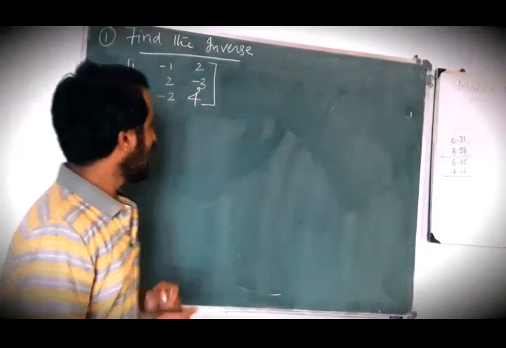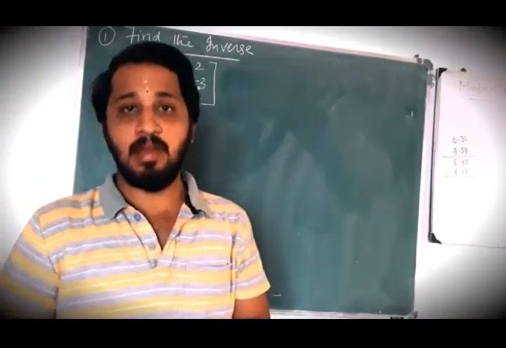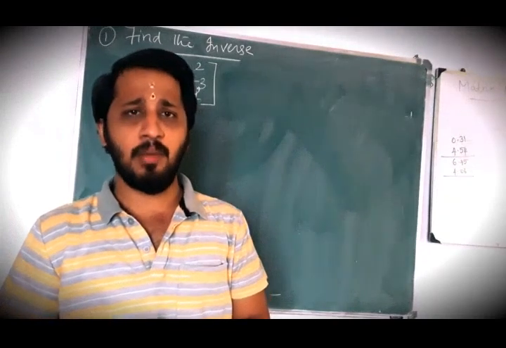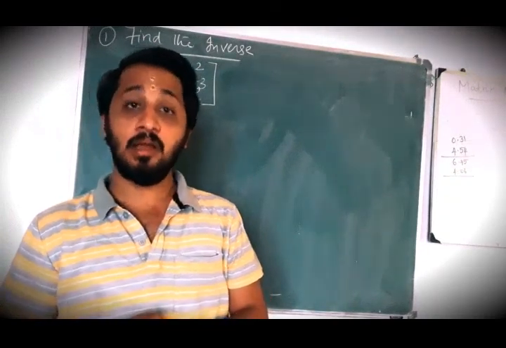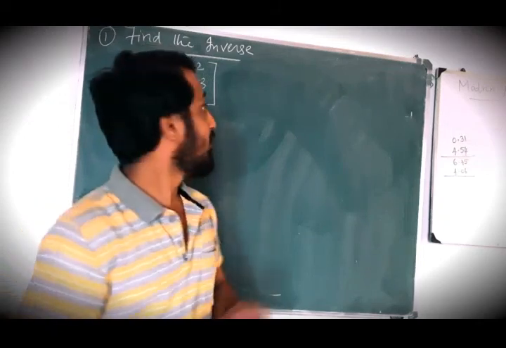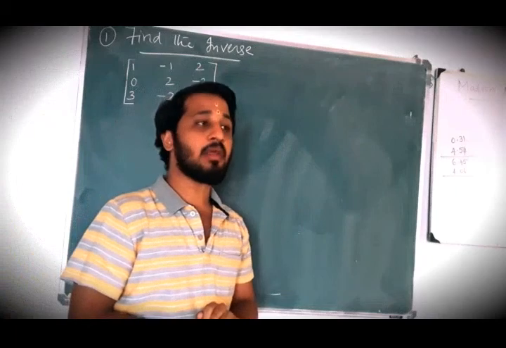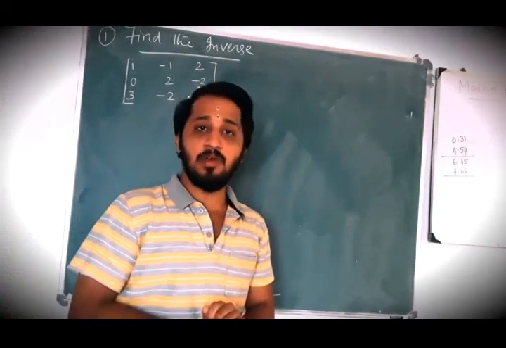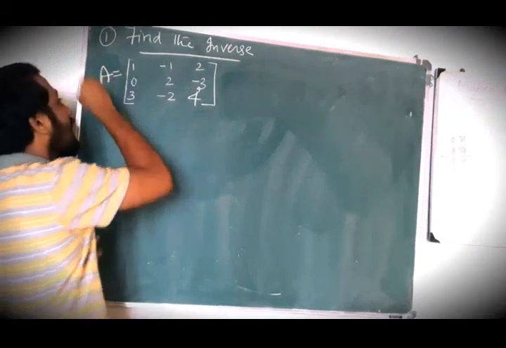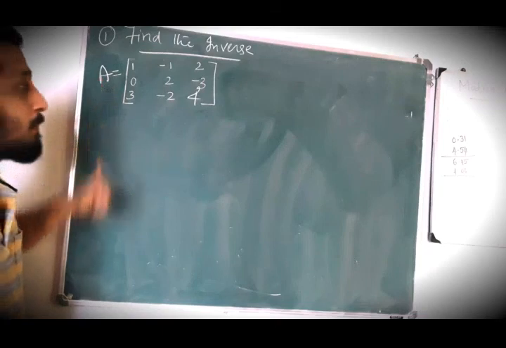So first question, find the inverse of the given 3 by 3 matrix. In the previous episode we discussed how to find minor, cofactor and adjoint. With the help of these three concepts, we are going to find the inverse of the given 3 by 3 matrix. To find the inverse of the given matrix, let the matrix be capital A. I am giving one name for this matrix, capital A.